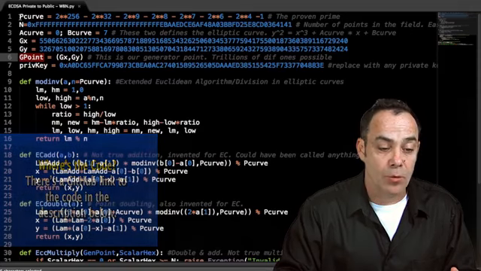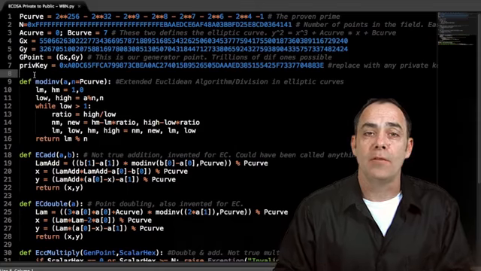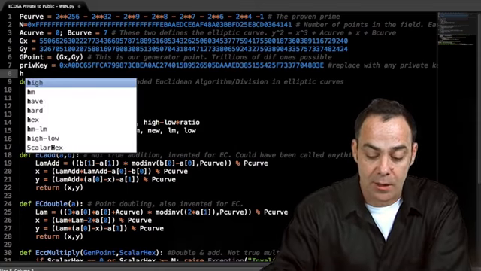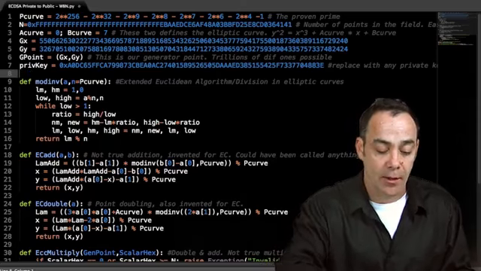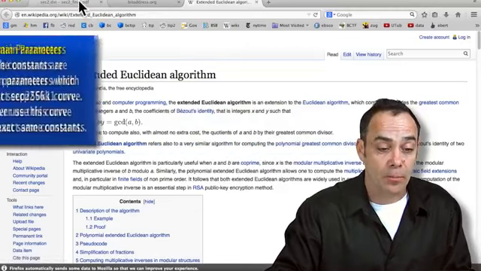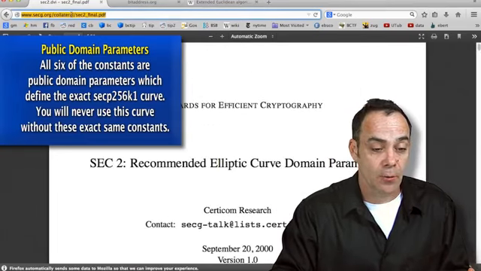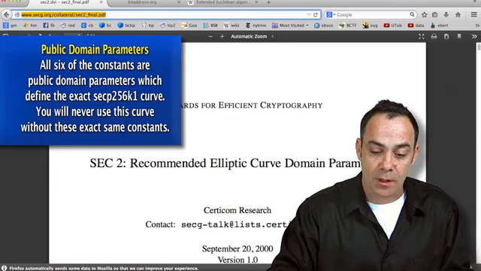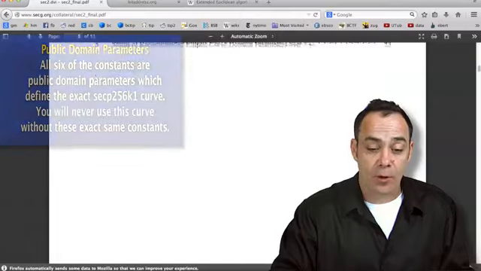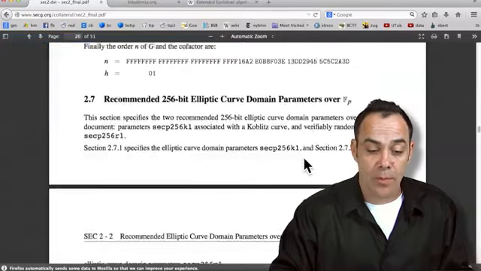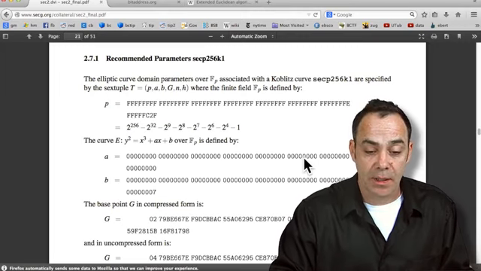These numbers right here are 5 of the 6 numbers that you need when you design a curve. The one we're leaving out, h, is the cofactor. H is equal to 1, and it's a multiplier, so you don't really need it. We've left it out of our programming altogether. But you can verify these points by going to the SEC, the Standards for Efficient Cryptography. You can look at the link right here, and you see their recommended elliptic curve domain parameters, which are the 6 points we're talking about. They have a number of curves that you can choose, but the one we're dealing with is about halfway down, and here it is. It's the recommended parameters for the SEC P256K1.